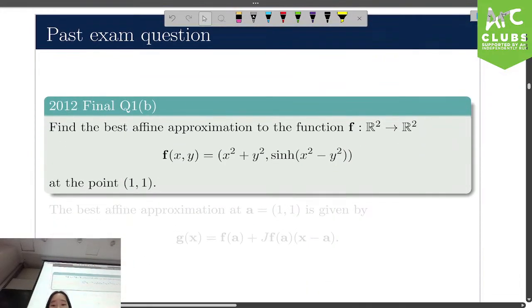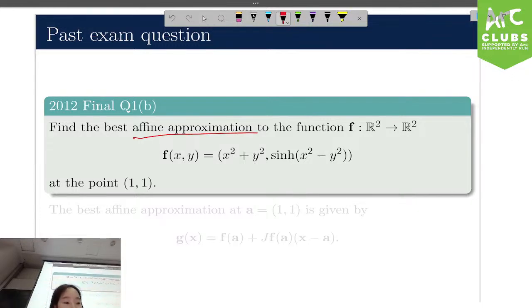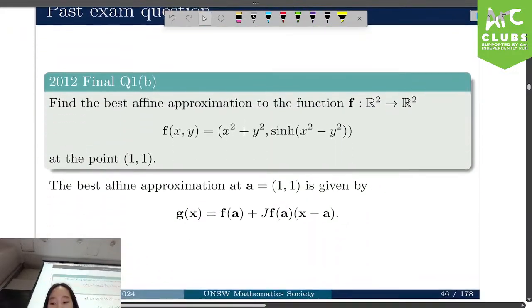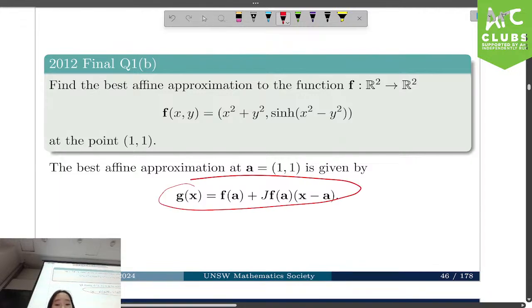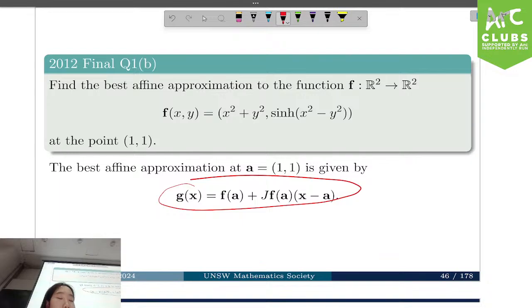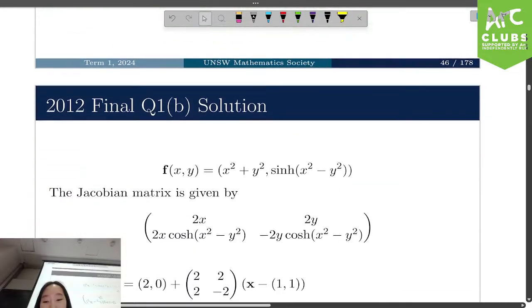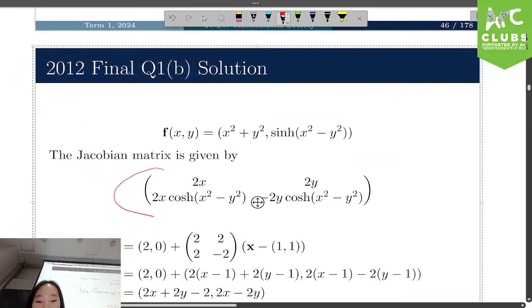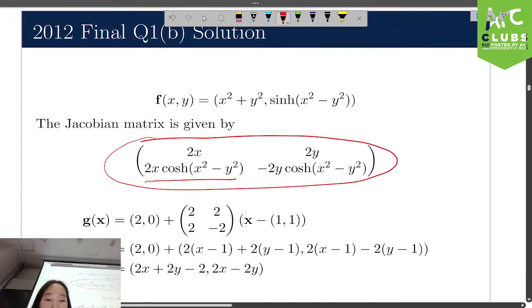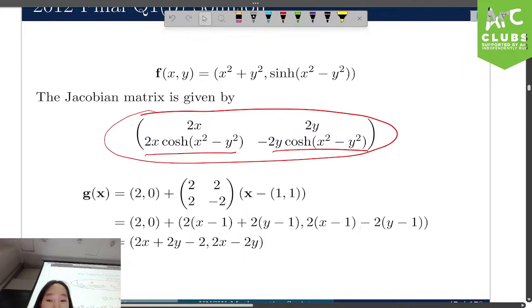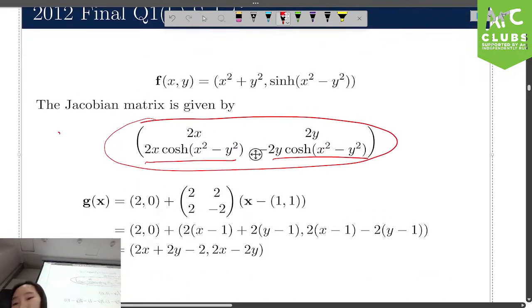Okay, we have a past exam question related to alpha approximations, and we'll quickly go through it. So, recall our alpha approximation formula. It would be the following: g(x) equals f(A) plus the Jacobian matrix times the difference between x and a. First step, we compute the Jacobian matrix. Hopefully everyone can compute the Jacobian matrix. We get 2x, 2y, and two functions involving cosh. That's our first step: find the Jacobian matrix.